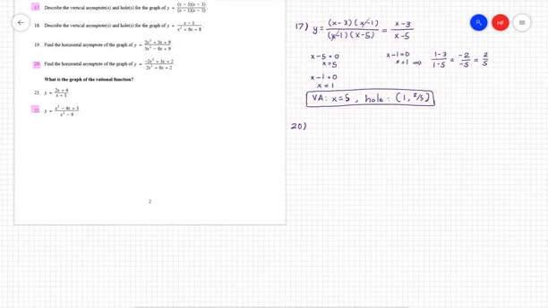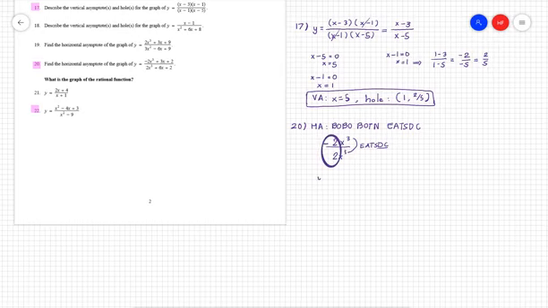Number 20, find the horizontal asymptote, which again is Bobo Bottom, HDC. And so we've got this function. We're just going to take the first ones and look at their powers. The powers are the same. So this is HDC, which means we're going to divide the coefficients. So the horizontal asymptote would be y equals negative 2 over 2, which is negative 1.